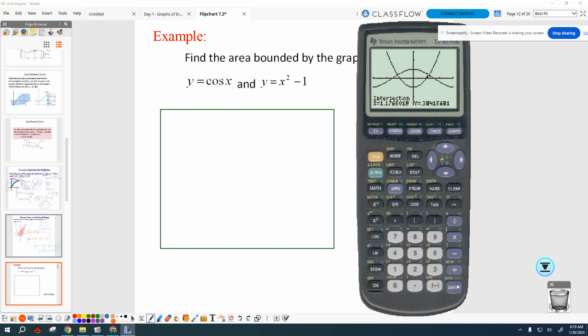Okay, so there's my answer. Don't touch anything. Second quit right now. If I type in X, the X value of that intersection point comes up, and I want that. I'm going to hit the STO button, the button above on, and store that in alpha A, so that I don't have to type all that junk in.